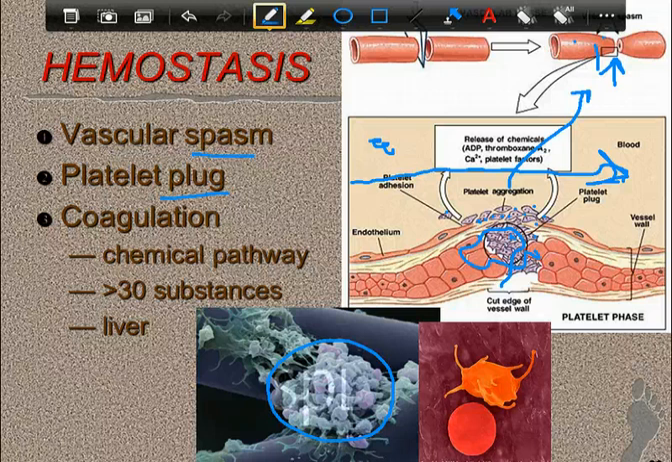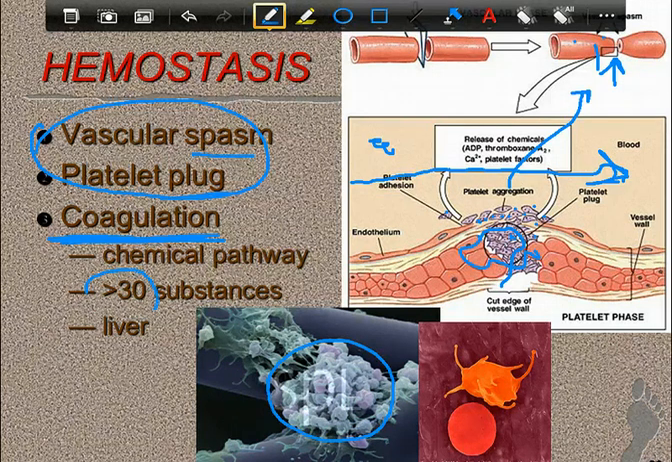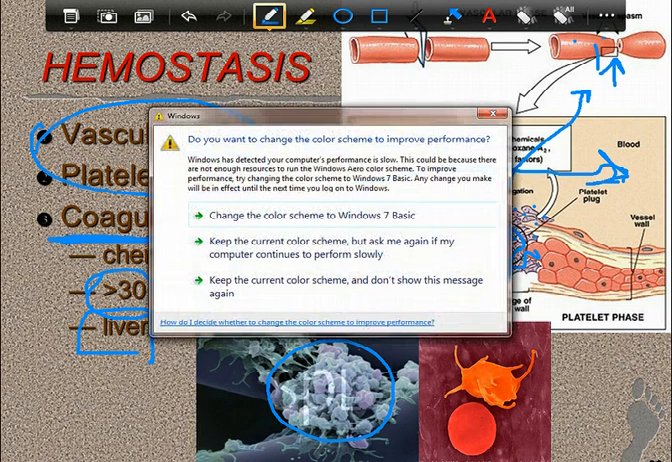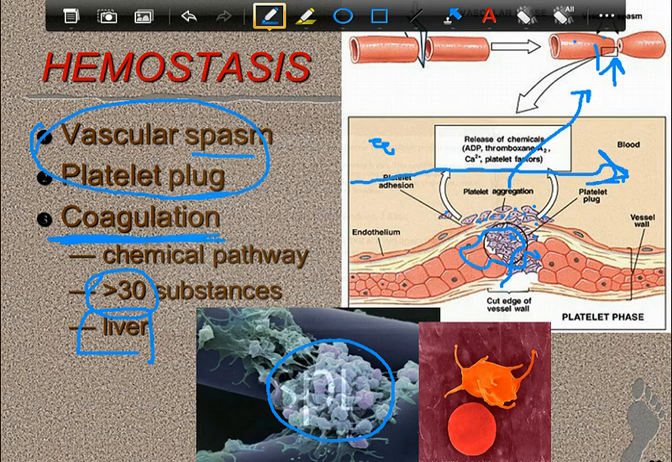Okay, the third mechanism, the most important, coagulation. These two mechanisms are stopgap measures. What really is going to stop blood loss is coagulation. It's a set of chemical reactions. It involves dozens of different things, proteins and minerals and vitamins. And the proteins are produced by the liver. So when you have liver damage, it's going to affect your ability to clot blood.